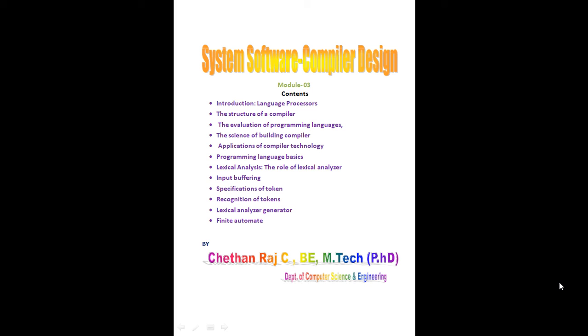So good morning. Today we'll be continuing with System Software Compiler Design, Module 3. The contents that we covered in the previous classes: introduction, the language processors, the structure of the compiler, and the science of building the compiler, that is compiler construction tools, and the applications of compiler technology. And along with that, the difference between compiler and interpreter and the working principle of the compiler.